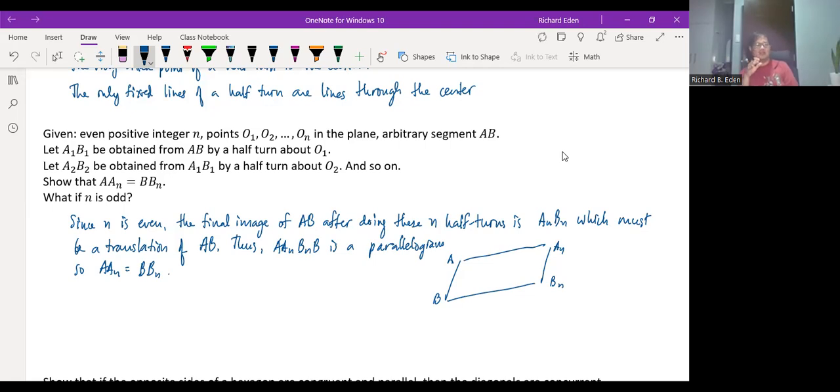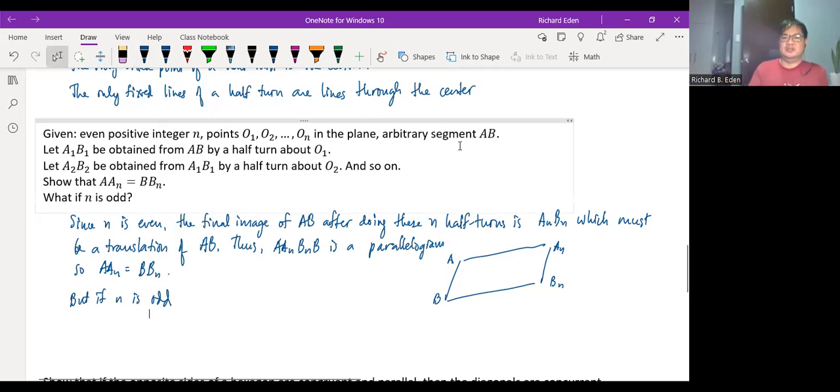But now the follow-up, what if n is odd? Nothing changes? Wait. But when you perform an odd number of half turns, what's the result? A half turn. A half turn.